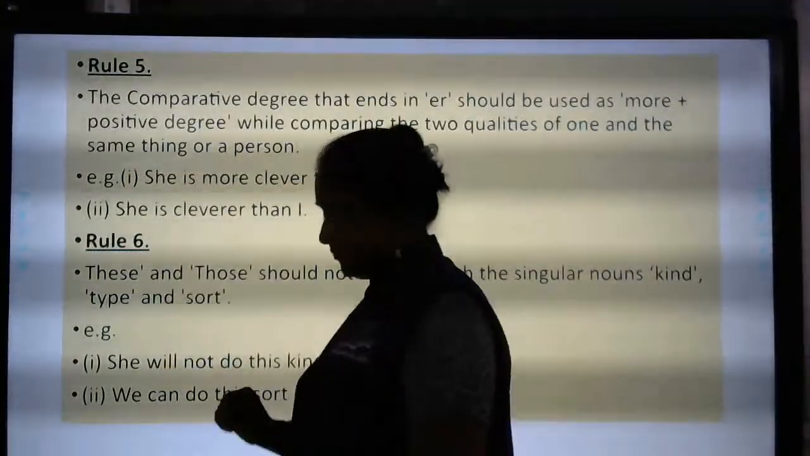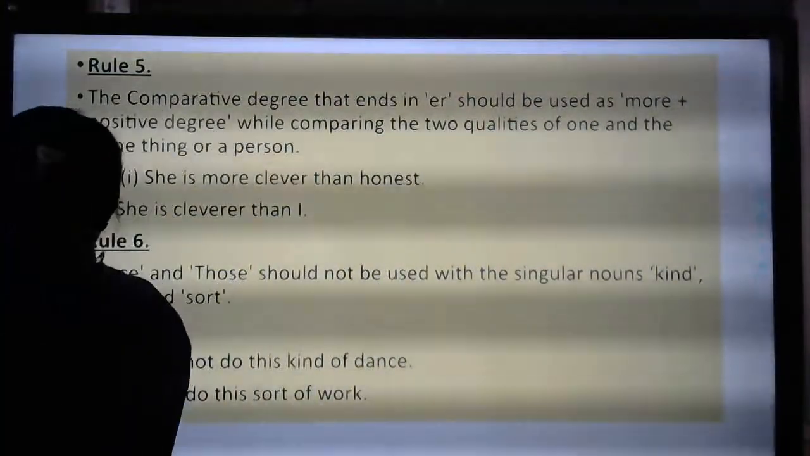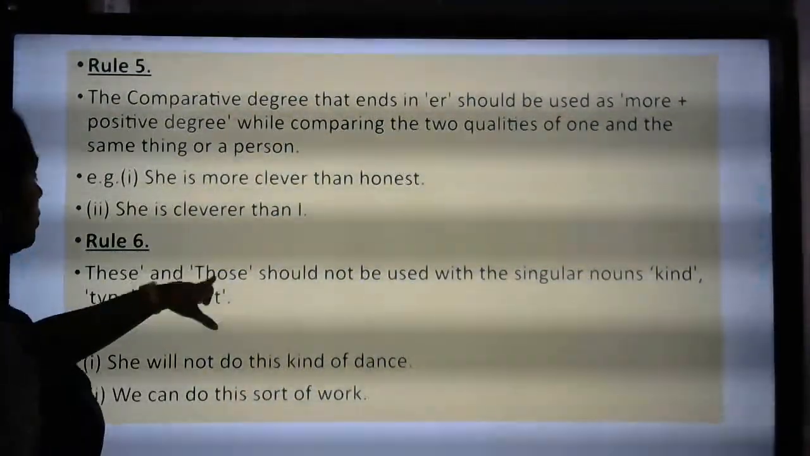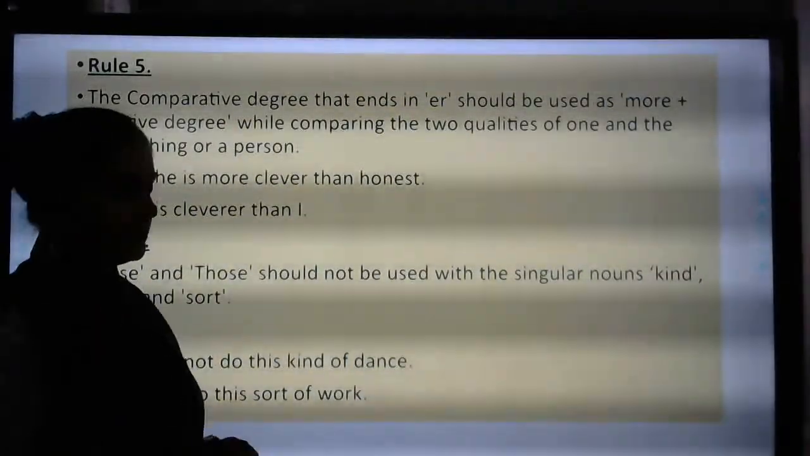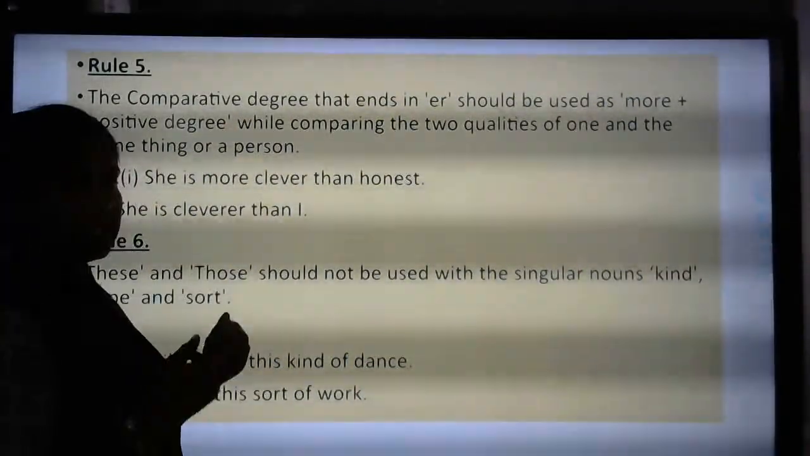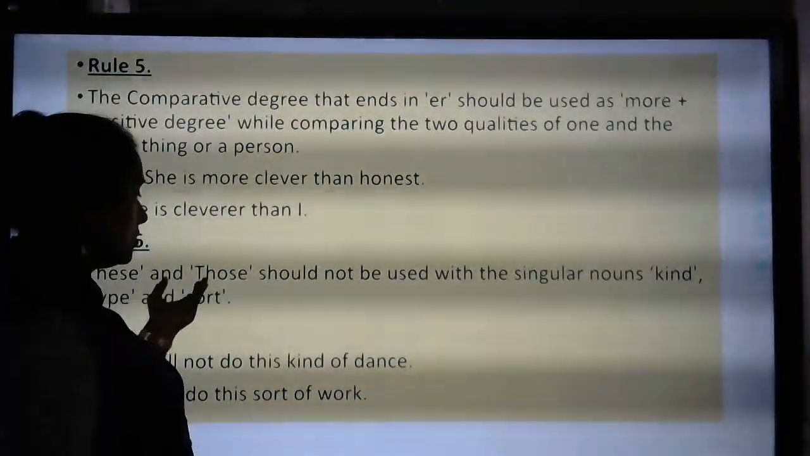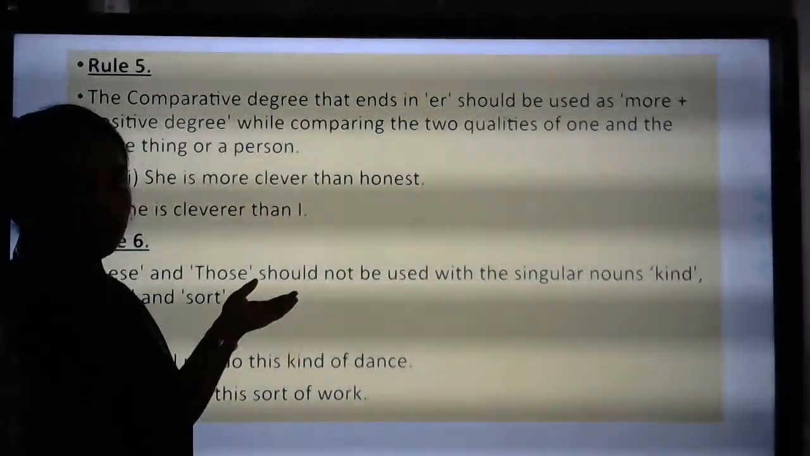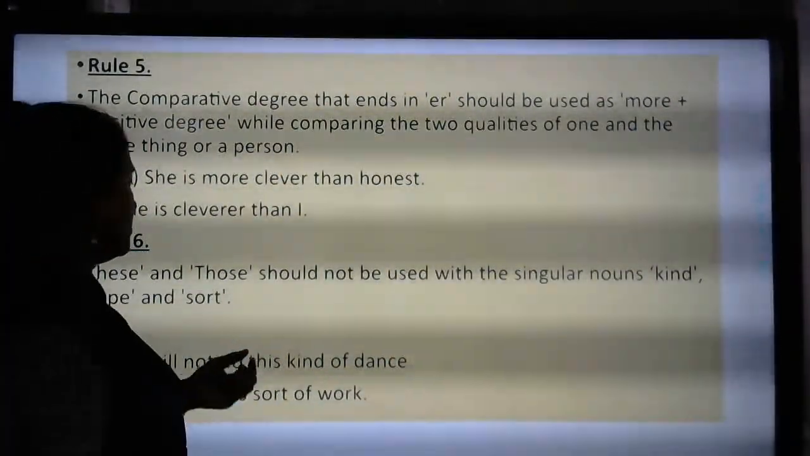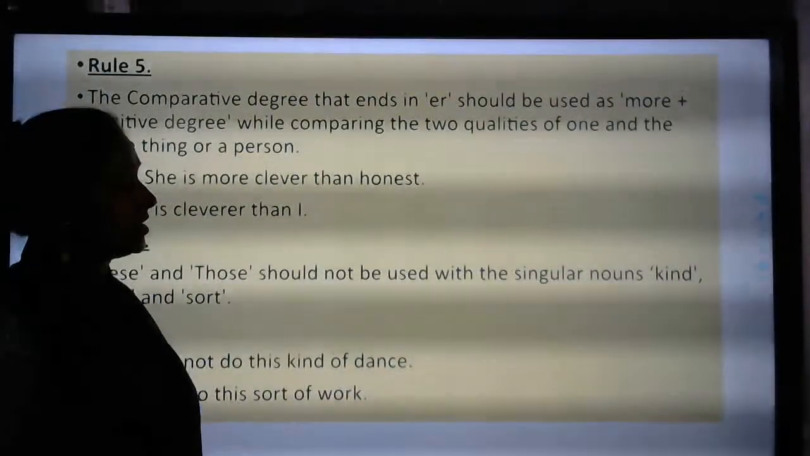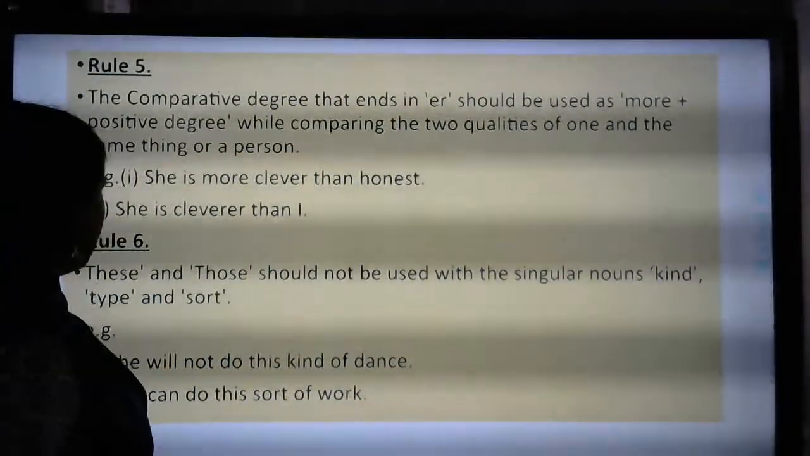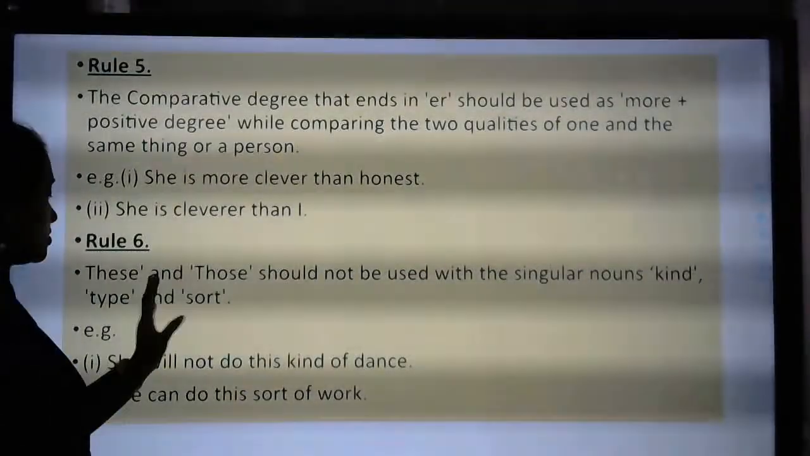Now the next one, rule 6, these and those. Okay, when we use these and when we use those, instead of this and that we use these and those. They are demonstrative pronouns to show different objects. So these and those should not be used with a singular noun, kind, type, and sort.